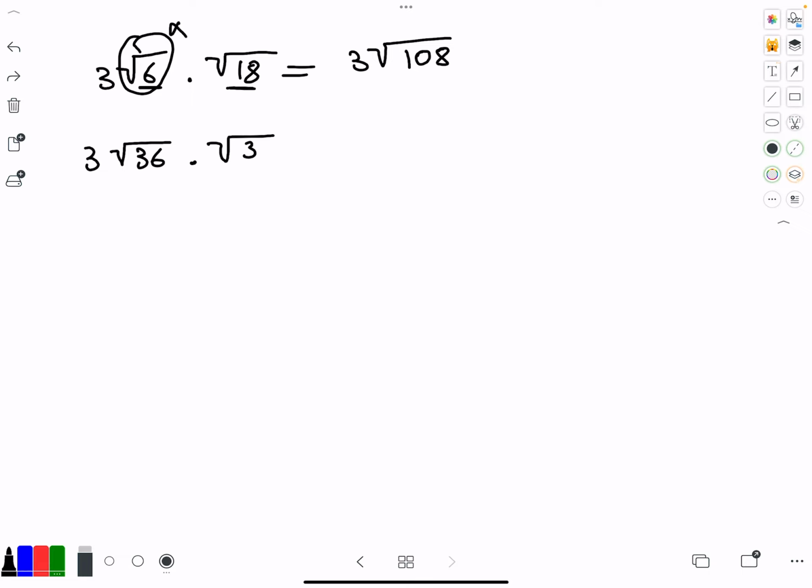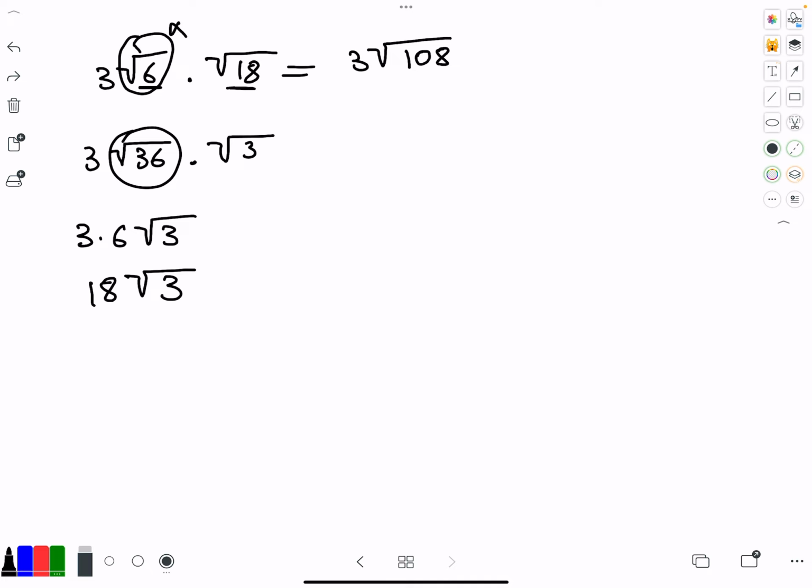Square root. Sorry, I keep confusing it. The square root of 36 gives you 6. So it's 3 times 6 times the square root of 3. It's 18 times the square root of 3. It's incredibly easy. And maybe the one that you might struggle with the most is the one I'm going to do now.